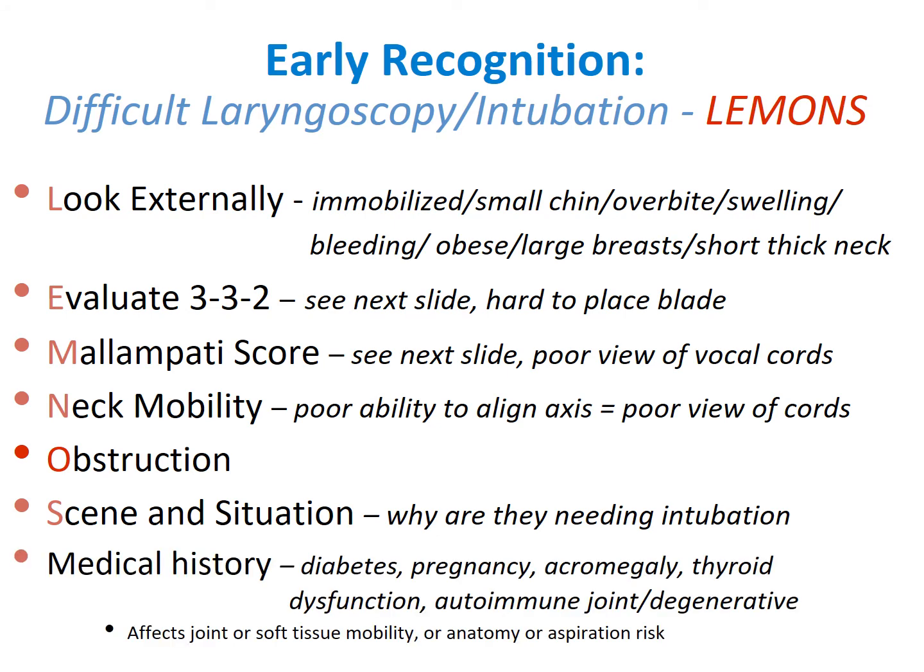And then medical history. So things like diabetes, acromegaly, thyroid dysfunction, all of those affect soft tissues, make them stiff, make it difficult for things to move. So it's really hard to compress those structures and move them out of the way with the blade. Pregnancy, same thing, but the difference there is they have friable tissues. So just touching them from the progesterone load actually makes them bleed. And of course, our autoimmune and joint diseases and degenerative things, again, make everything stiff. And all of those things can also increase your risk of aspiration.